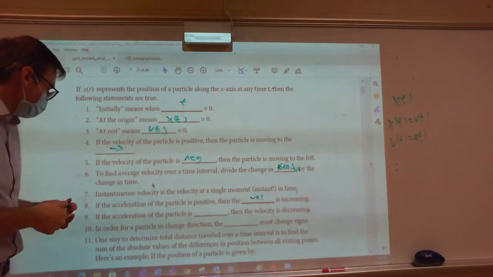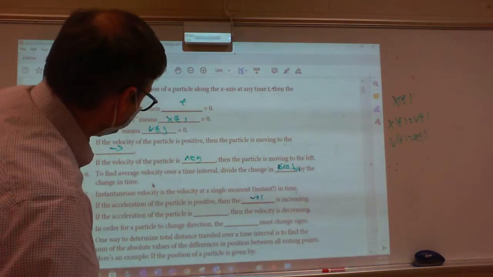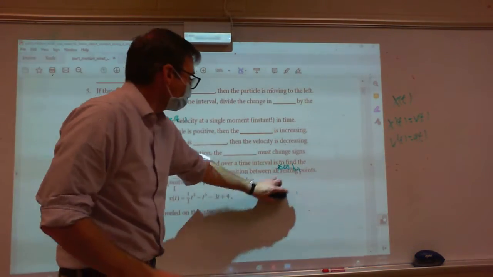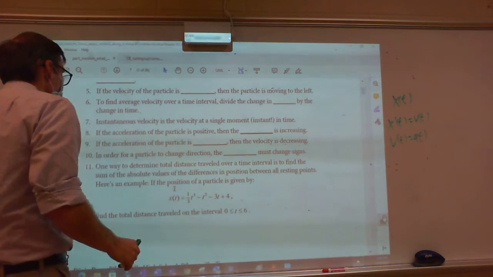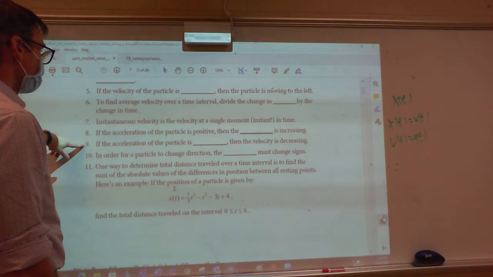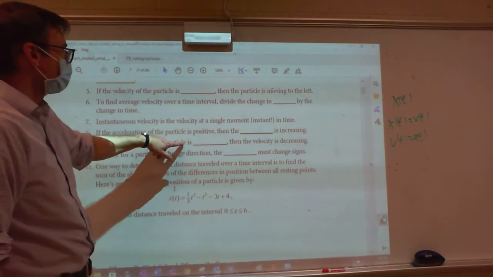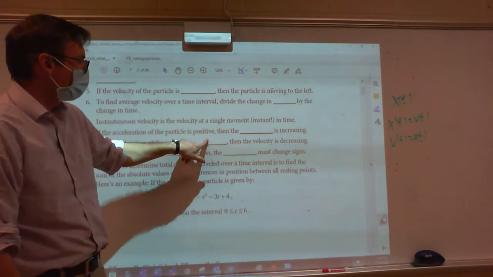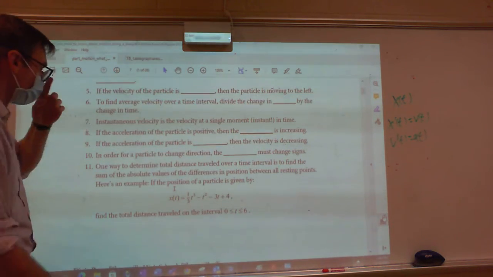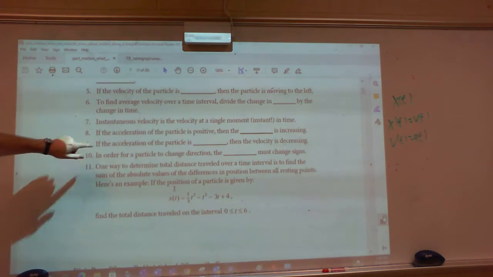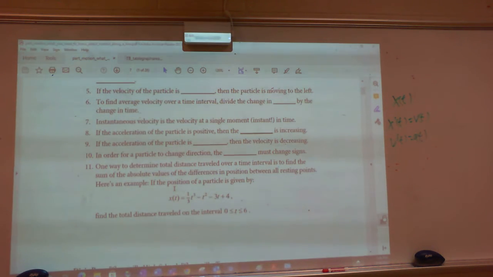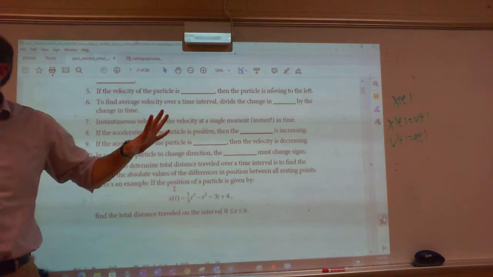All right, now I need to scroll. Okay. If the acceleration of the particle is negative, that means your velocity is decreasing. Again, the derivative describes what's right above it. In order for a particle to change direction, the velocity must change signs. Are we okay with our little review?